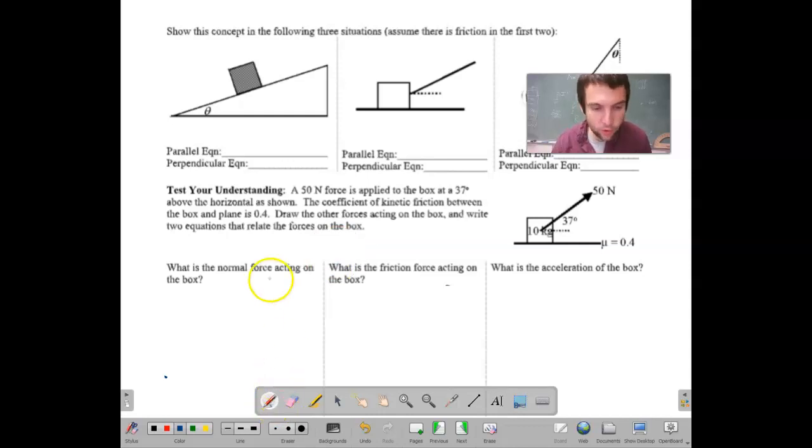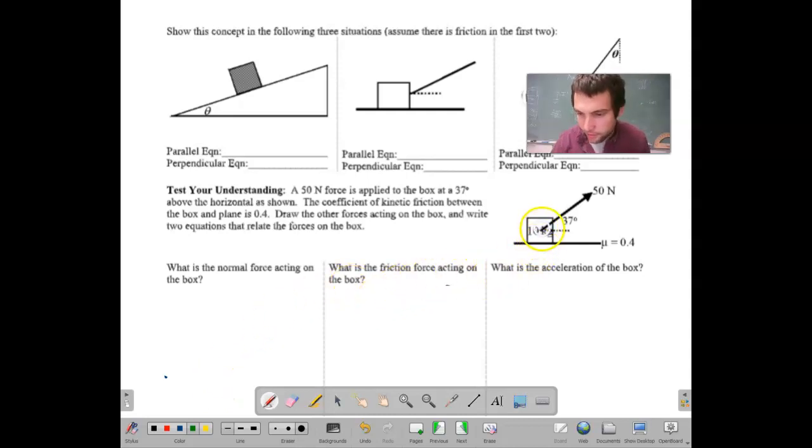All right, after a quick wardrobe change, we're back, and we've got a 50 Newton force applied to the box at 37 degrees above the horizontal as shown. The coefficient of kinetic friction between the box and the plane is 0.4. Draw the other forces acting on the box. Forces, free body diagram, Newton's second law equation.